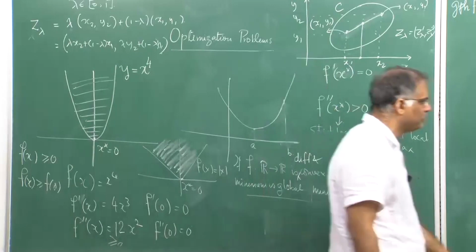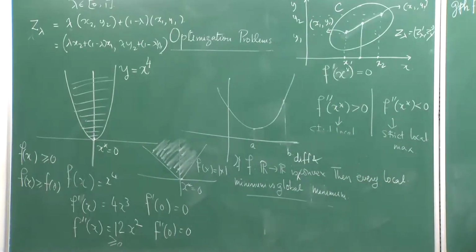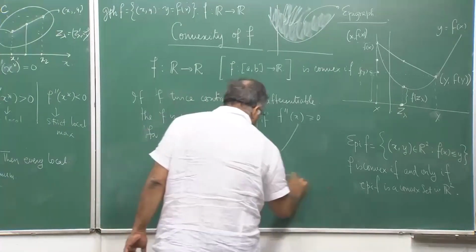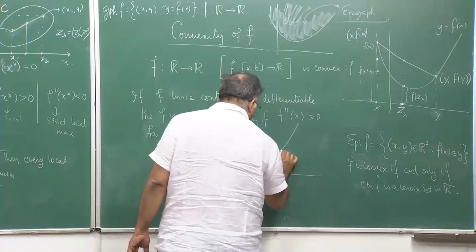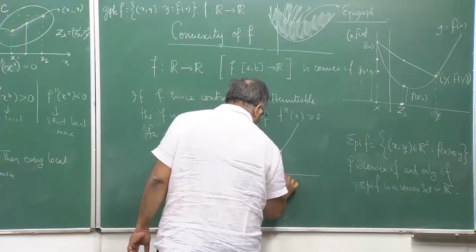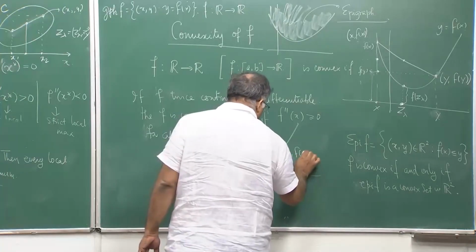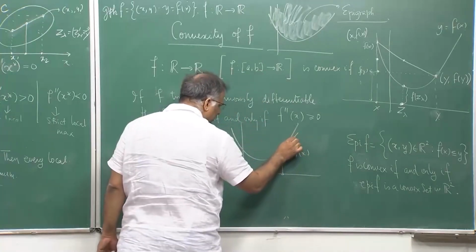Here again we will use our geometrical idea. Now, suppose I take a convex function. And now let me take a point x, f of x. This is x and this is the point x, f of x. Let me draw a tangent through x, f of x.